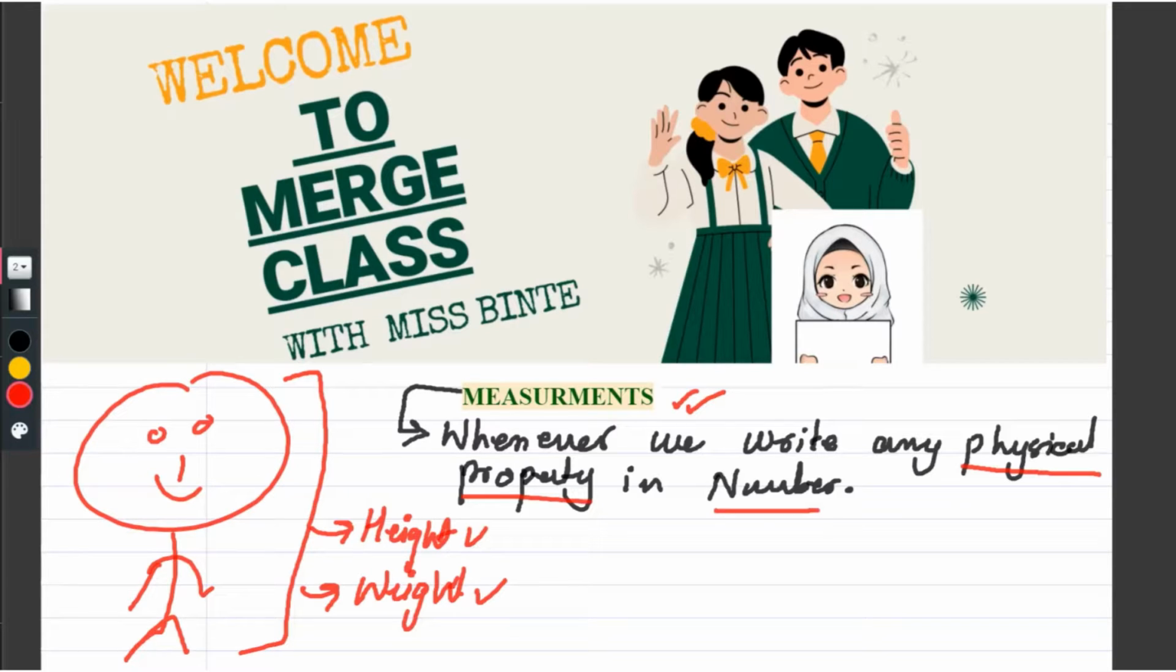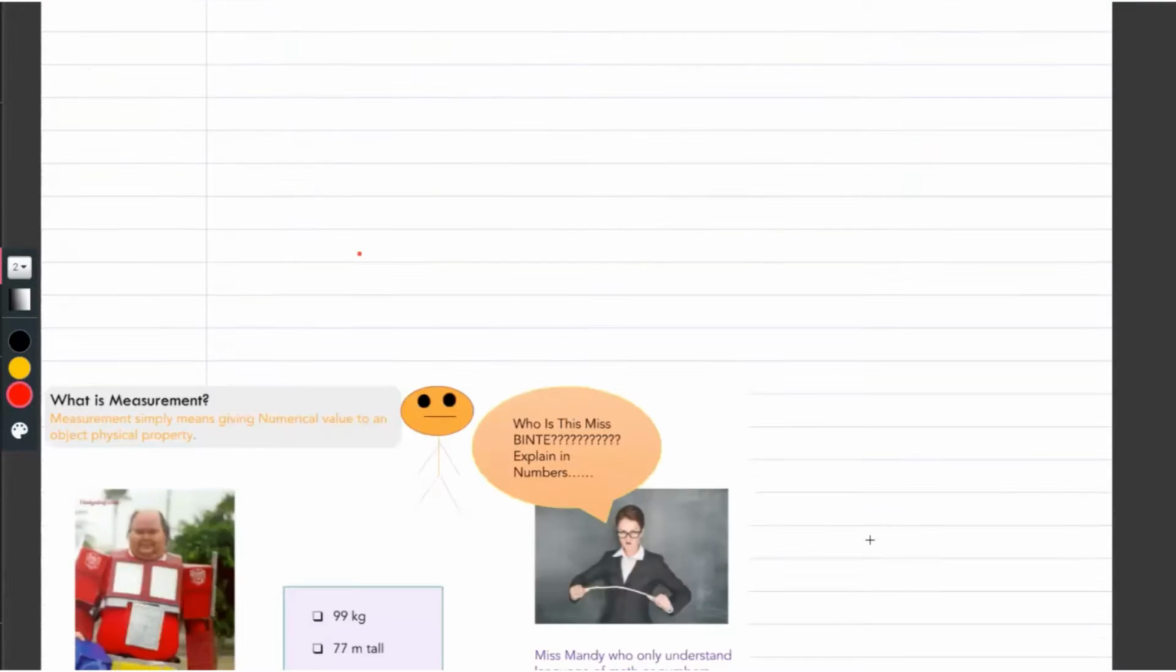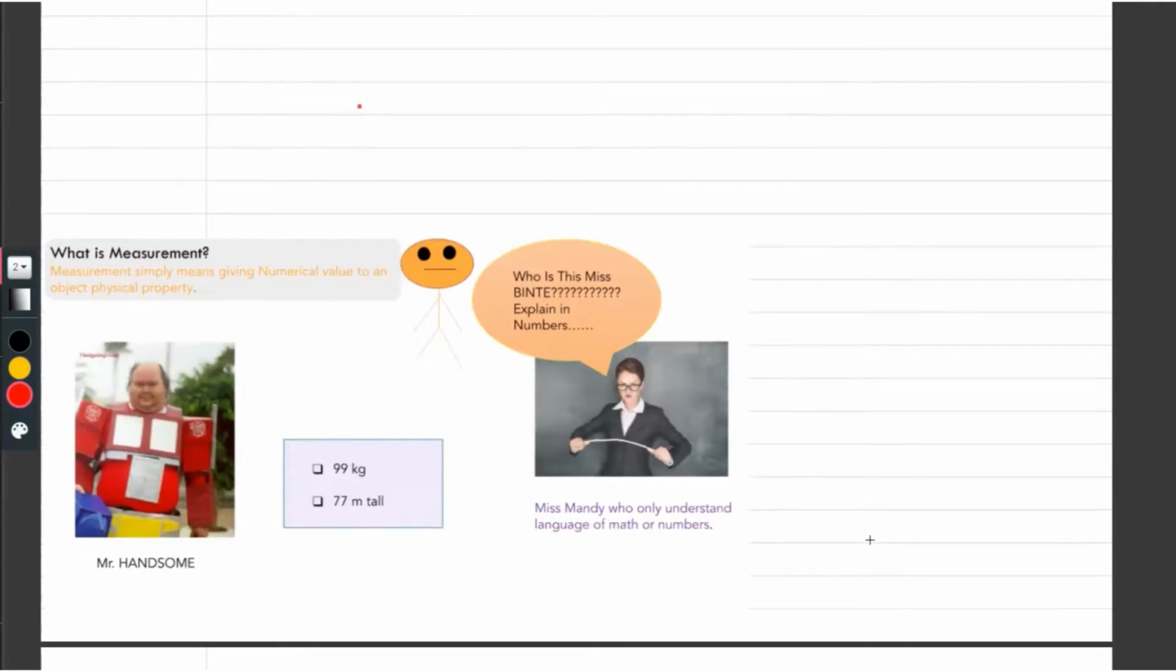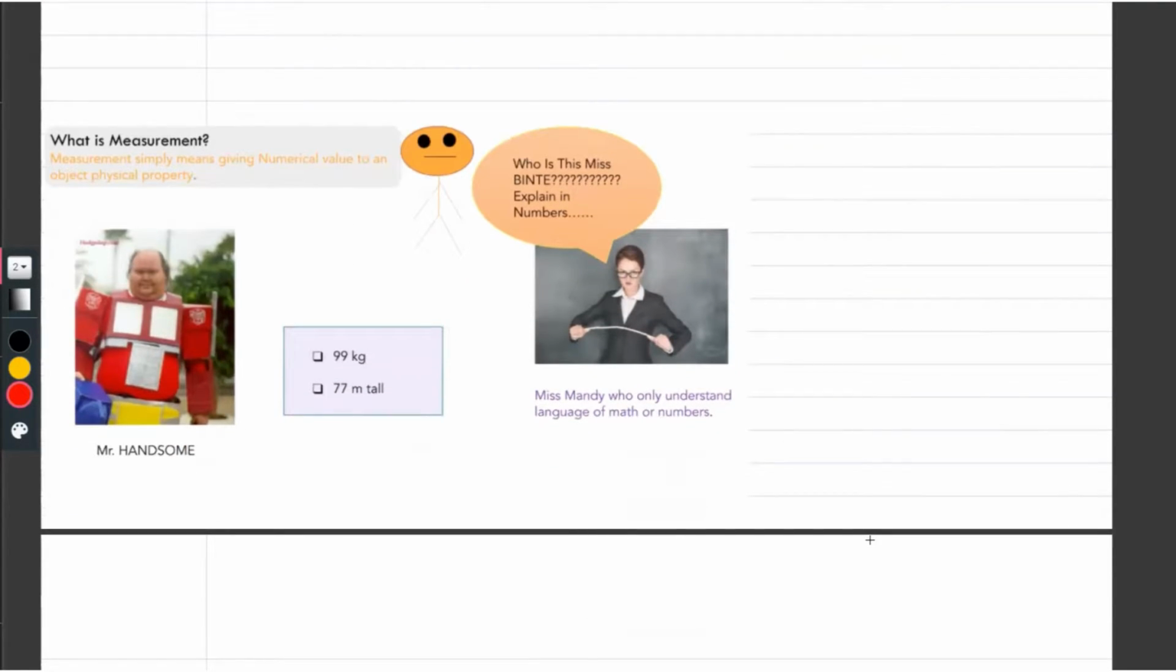Okay, two thumbs up. I could see a lot of thumbs up. Should I move on? Well, to make things clearer, here is an example, which is Miss Binte's style, as you know. Over here we have Mr. Handsome and one of my favorite students named Mo. I'm really sorry, Mo.